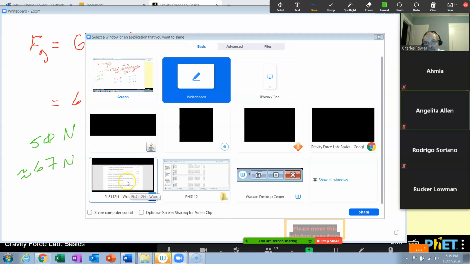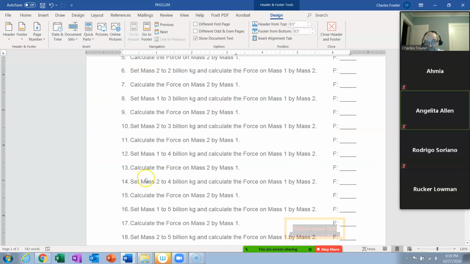Okay, the next one is, we've set mass 2 to 4 billion, mass 1 was 4 billion. Calculate the force of mass 1 by mass 2, but then when you calculate the force on mass 2 by mass 1, same thing. What was that? About 67 newtons. Got it? 16. Set mass 1 to 5 billion kilograms.